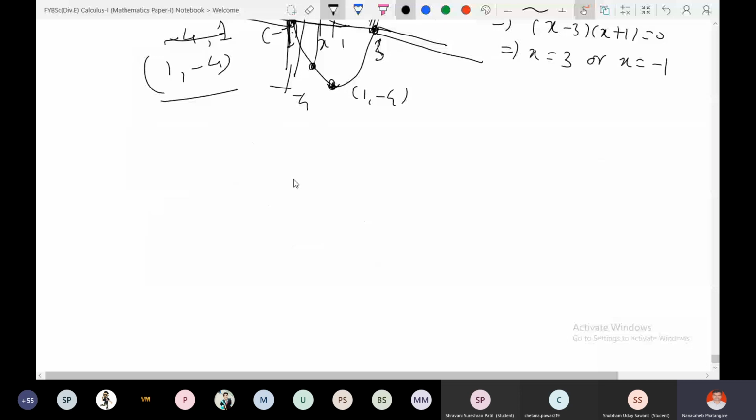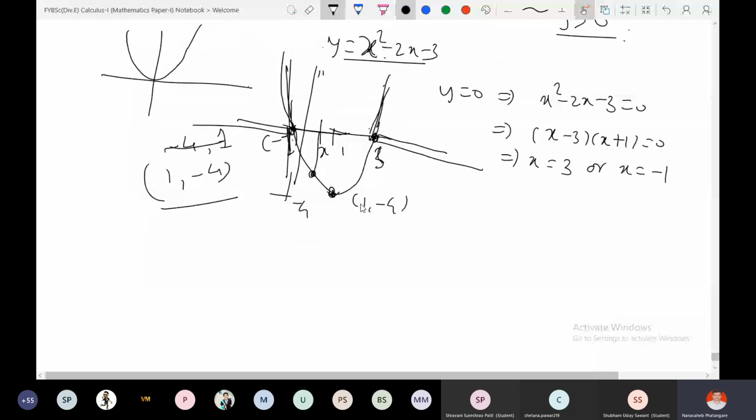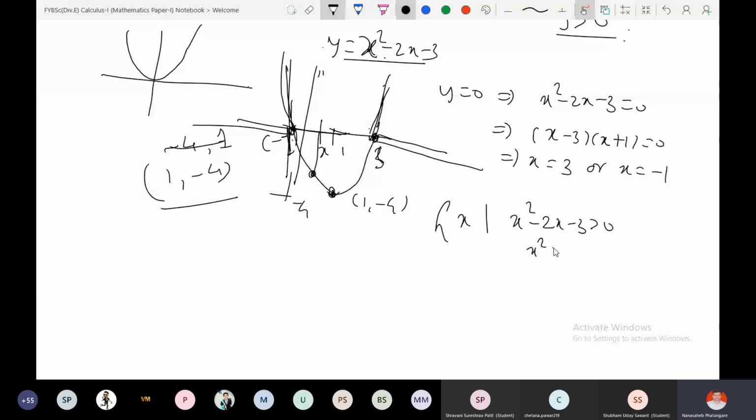From this picture, what is the set of x such that x square minus 2x minus 3 is positive, or x square is greater than 2x plus 3? So what is this set? Can you understand this set now? From this picture it is clear.